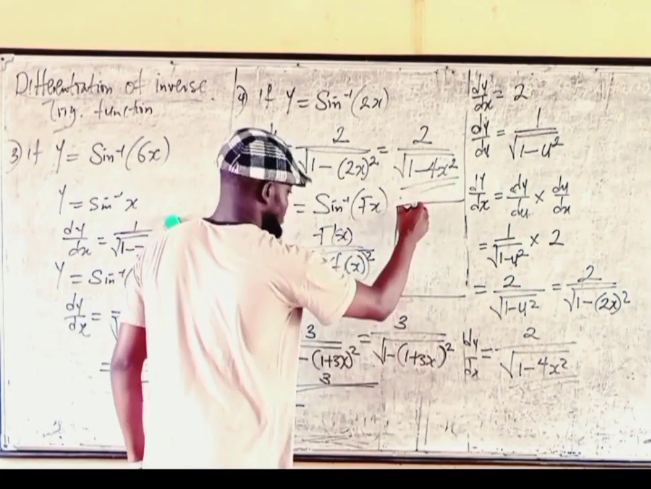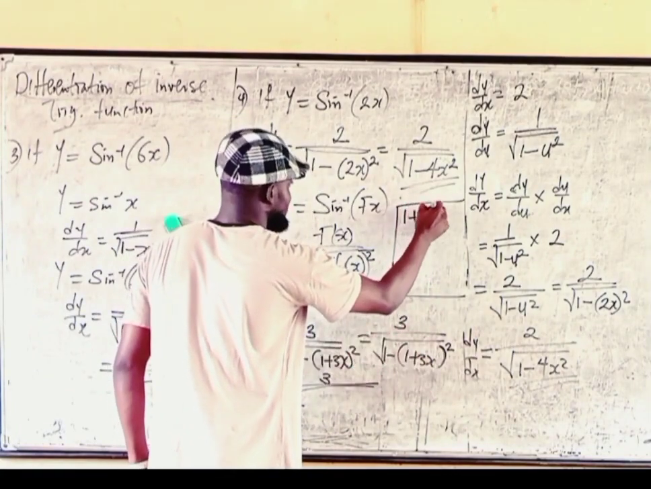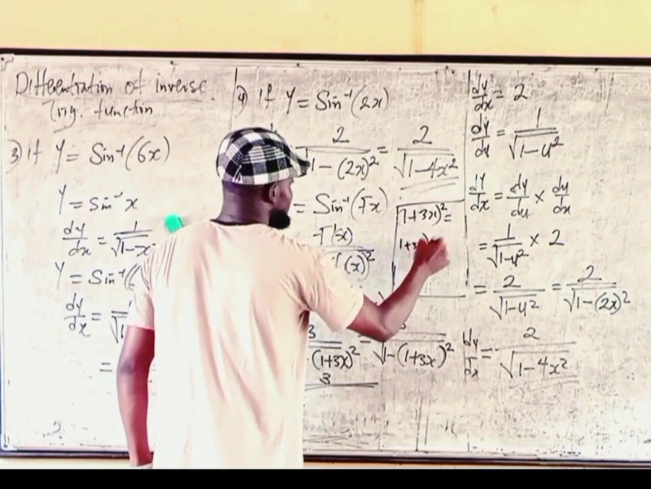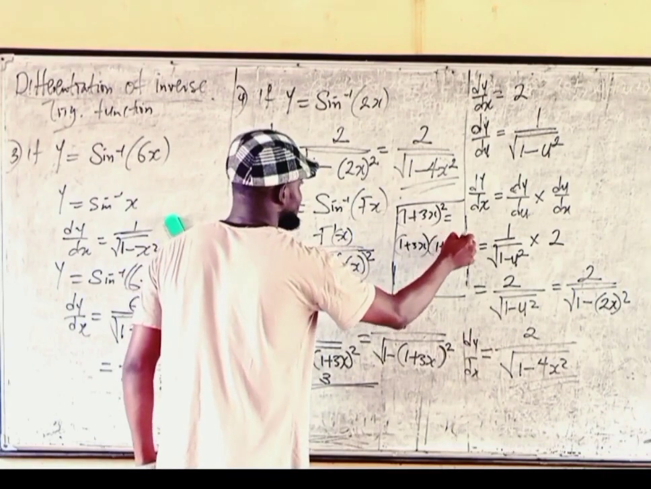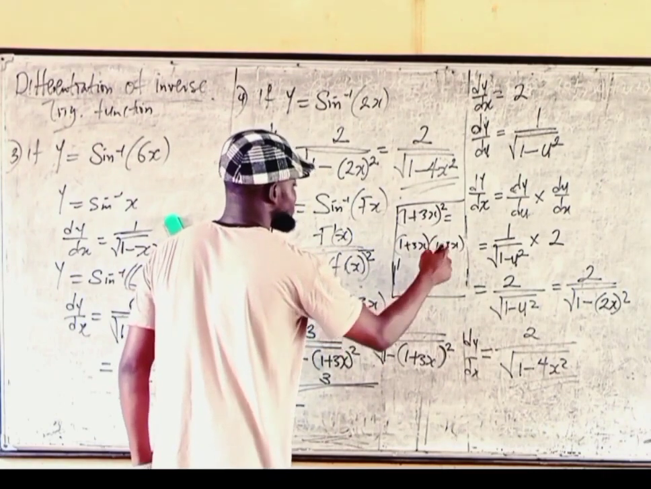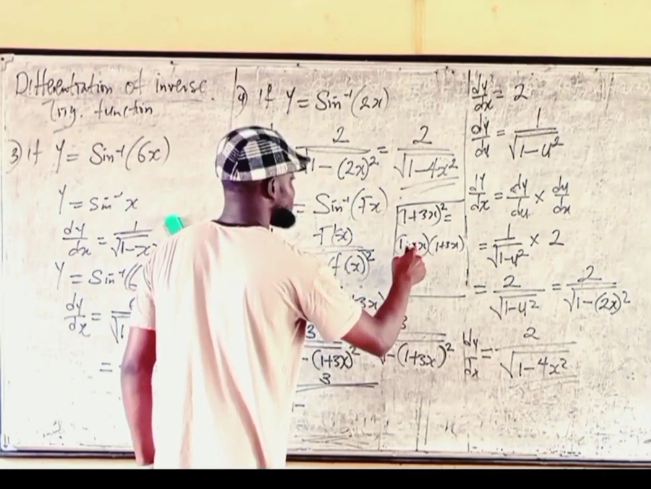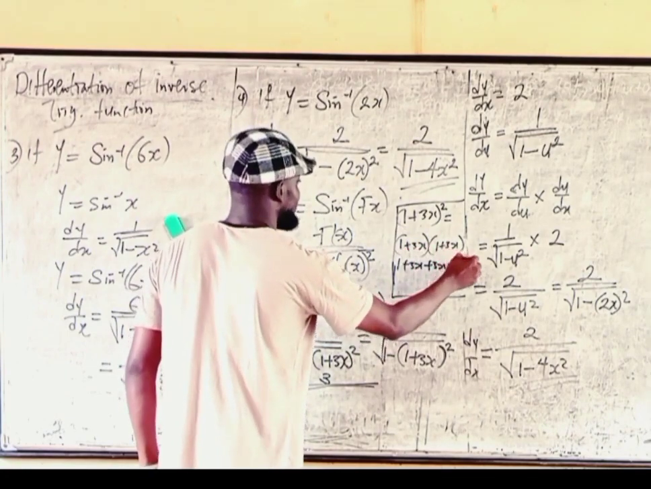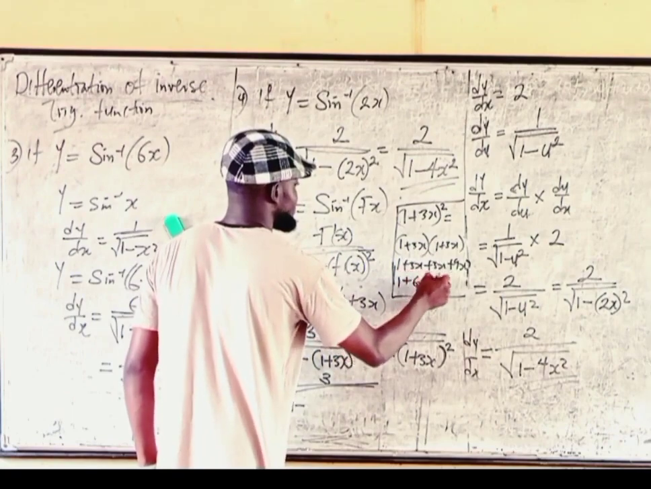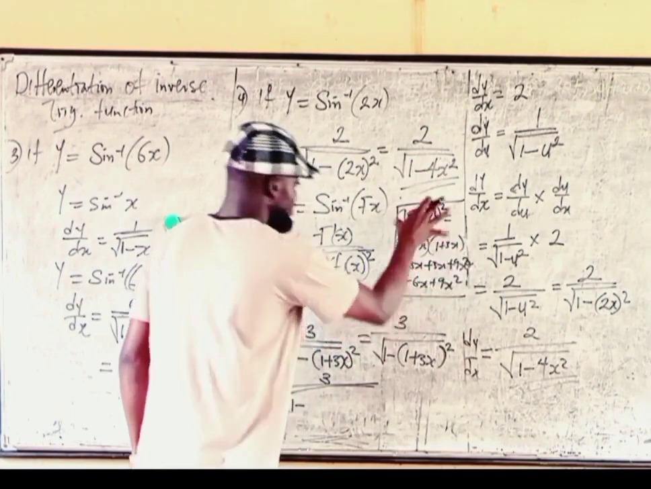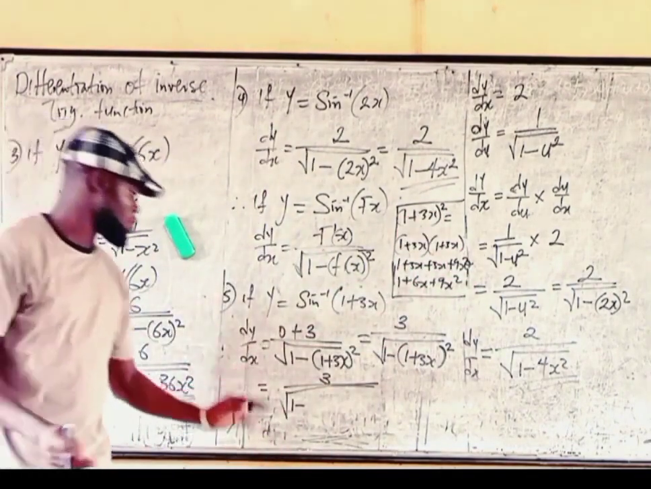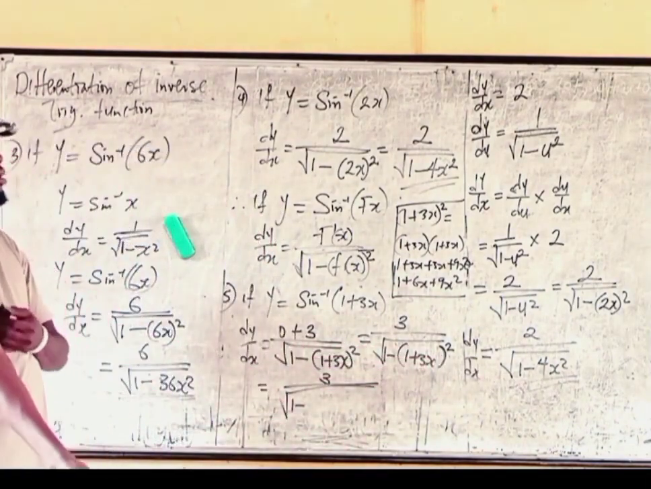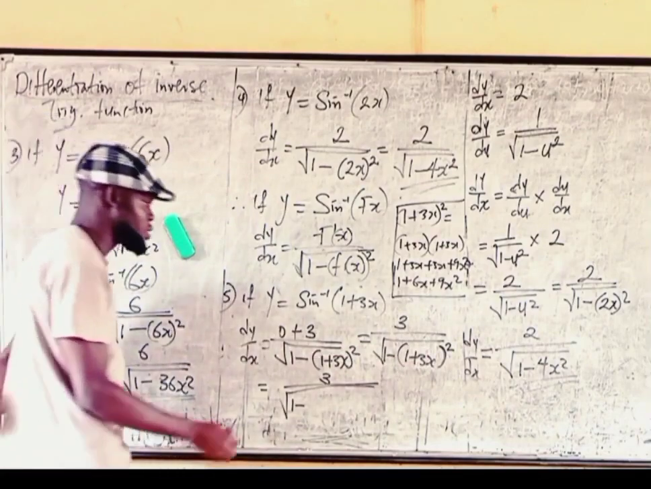This 1 plus 3x squared can be equal to 1 plus 3x times another 1 plus 3x. 1 times 1 will be 1, 1 times 3x will be 3x, 3x times 1 will be 3x, then 3x times 3x will be 9x squared. That will be 1 plus 6x plus 9x squared. I do it this way, but I'm not going to do that. I'm going to do it the short way to expand a binomial that has power 2. Look at how to do it.